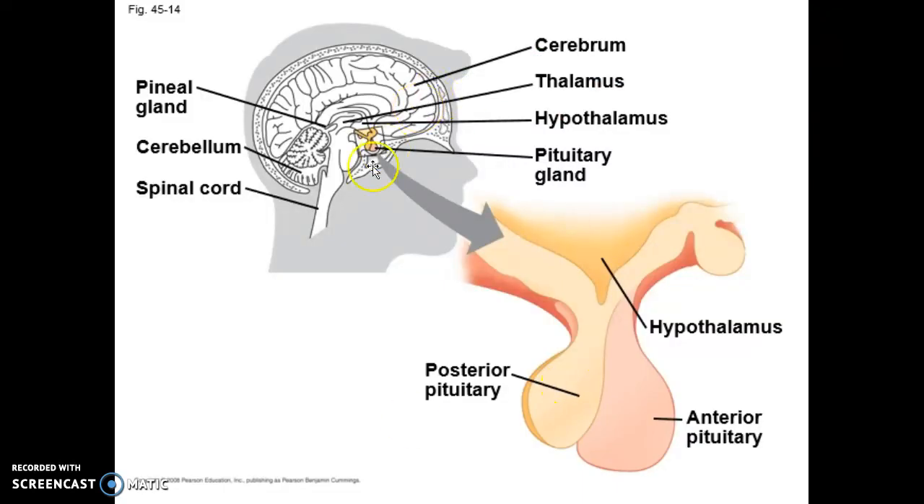So if you look where we're talking here, posterior pituitary would be here, anterior would be there. You can see where it resides in our brain, right next to the hypothalamus, which is adjacent to the thalamus.